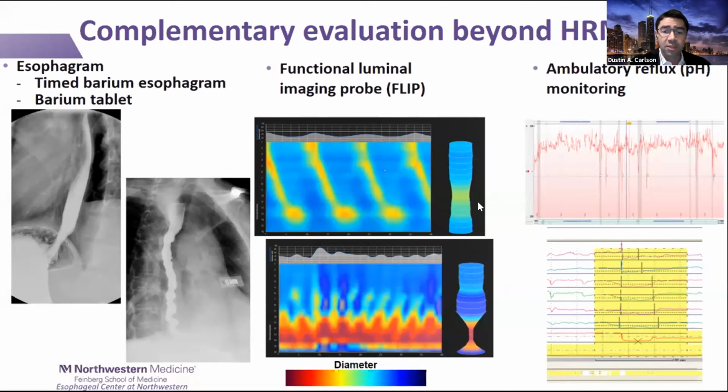Additionally, the functional luminal imaging probe, or FLIP, is a device that measures esophageal luminal diameters in response to controlled distension and also measures secondary peristalsis. Now, both esophagram and FLIP can be extremely useful in the setting of the manometric EGJ outflow obstruction to help clarify the clinical relevance of that finding. Though additionally, ambulatory reflux monitoring may also need to be used to assess for GERD. And this, as acid reflux can actually induce esophageal motor findings, such as esophageal spasm.